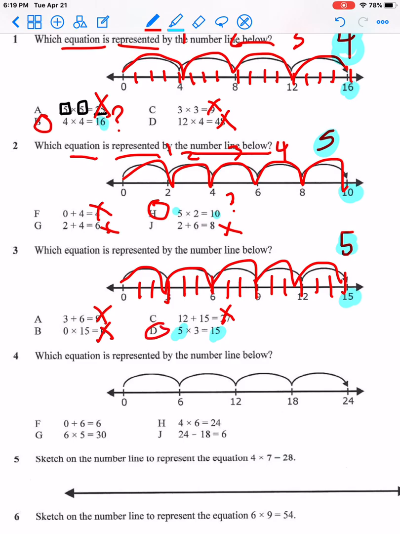Number 4, which equation is represented by the number line below? Again, they're asking me for what equation is represented by the number line below. Let me look right here. I know I'm going to have a 24. Now, how many times did I skip? 1, 2, 3, 4. My other number is 4.